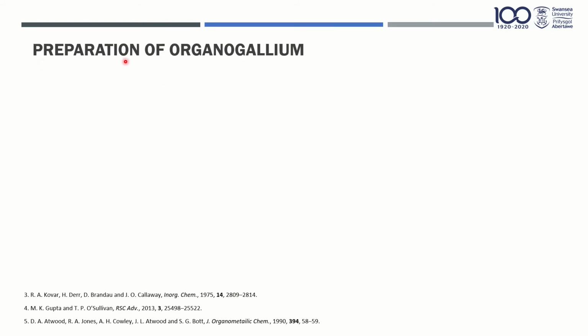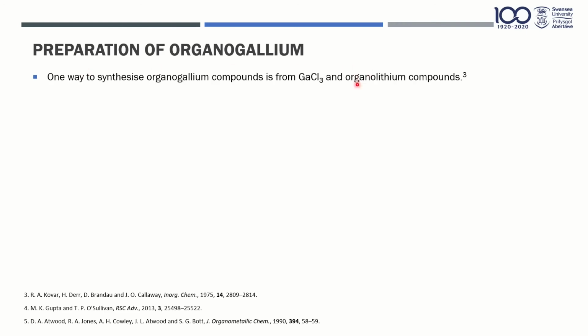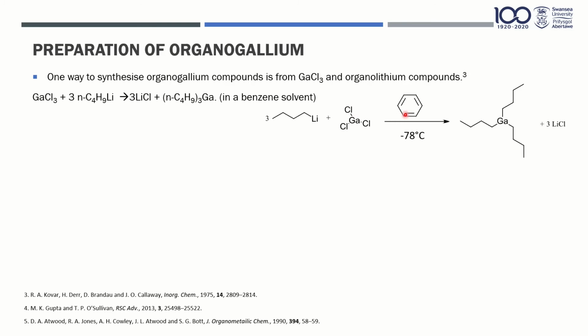Here we shall discuss the preparation of organogallium compounds. The first preparation, we can use gallium chloride and an alkyl lithium, or other types of organolithium compound. Here we use t-butyl lithium in 3 equivalents. With the gallium chloride, we then fully substitute all the chlorides that are on the gallium, and chlorides go to the lithium. We use a benzene solvent for this reaction, and here we can see the tributyl gallium.